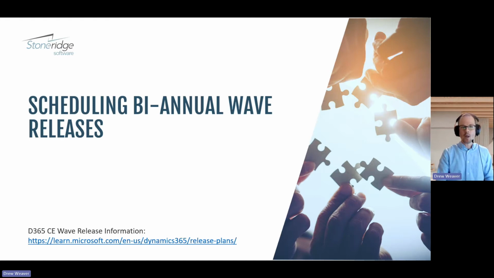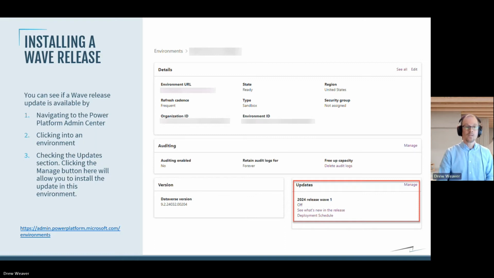Scheduling the biannual wave releases. I've got a link down below that you can use to see when a release is coming and what is included in that release. So to install a Wave release, you would navigate to the Power Platform Admin Center. I've got a link down in the bottom left there. Specifically, you'd be going to a particular environment. You'd click into that environment, and then you'll see an update section, as you can see in this screenshot.